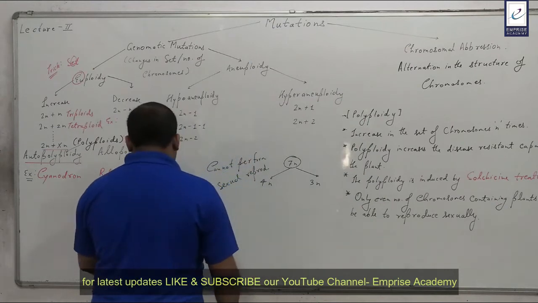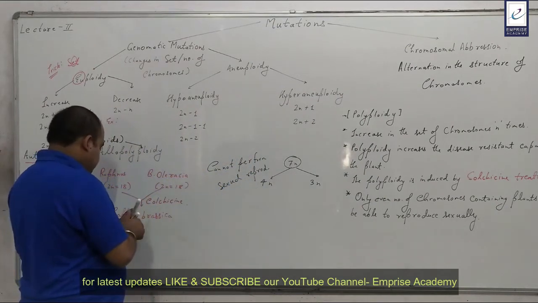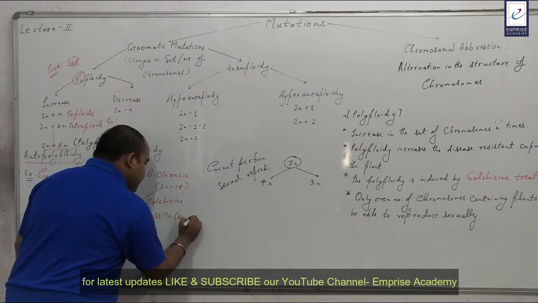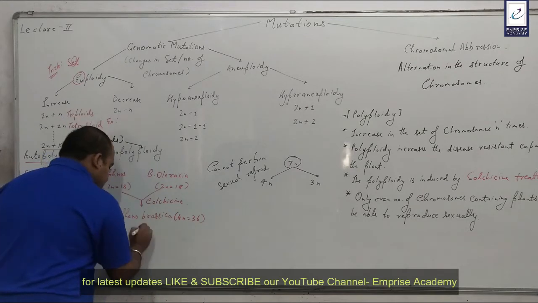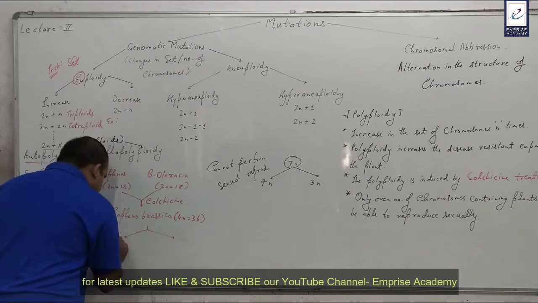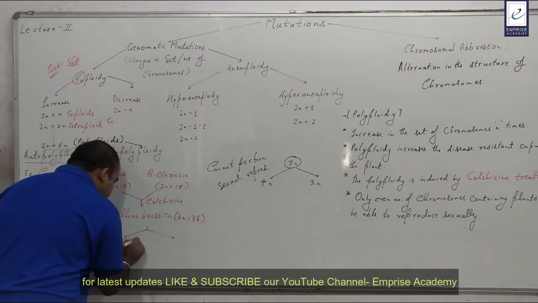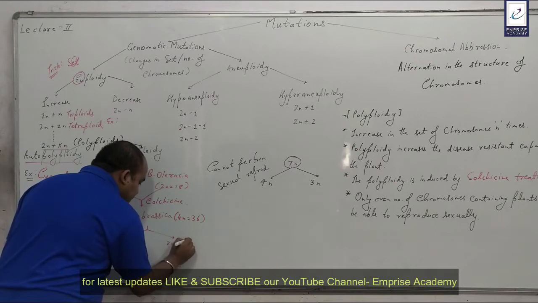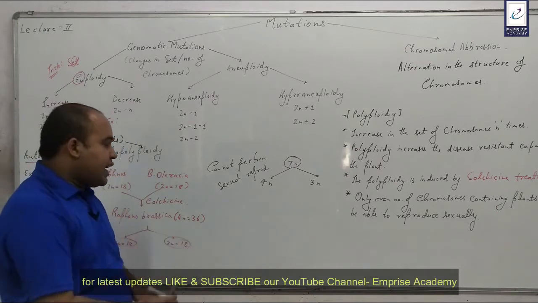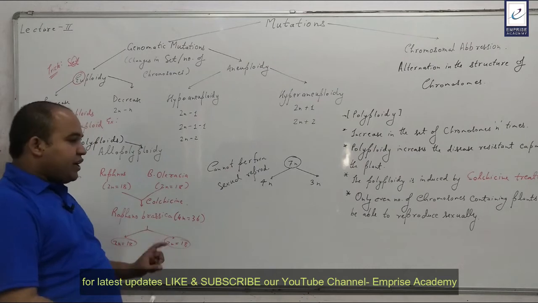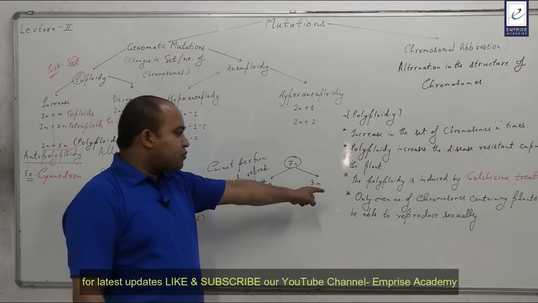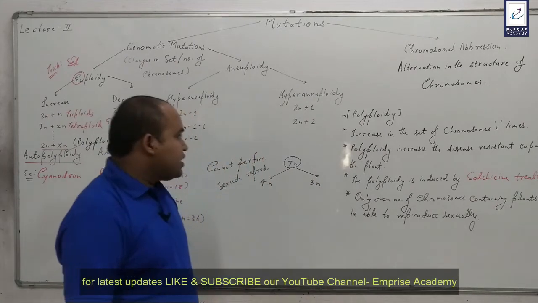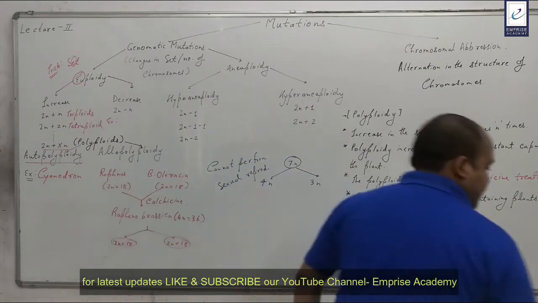So only an even number of chromosome containing plant will be able to reproduce sexually. You can see here the number of chromosomes will become 4n equal to 36, an even number of chromosomes. That means when it forms gametes, it will produce two different types of gamete, 2n equal to 18, 2n equal to 18. These are present in equal number. So only the even number of chromosome containing plant will be able to reproduce sexually in the case of polyploidy.